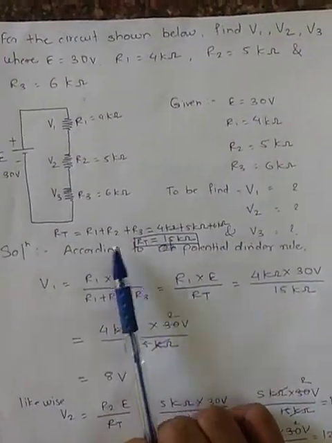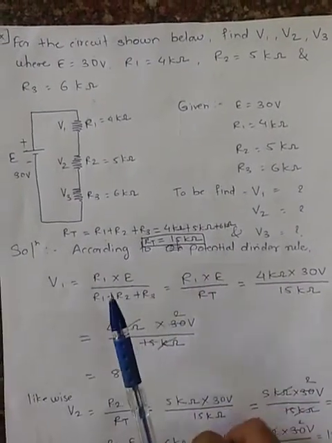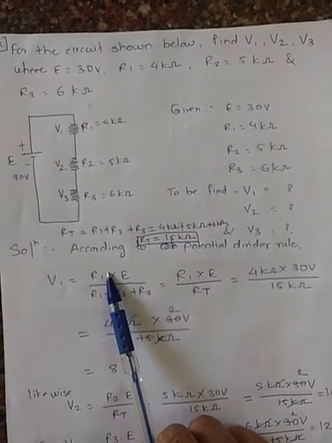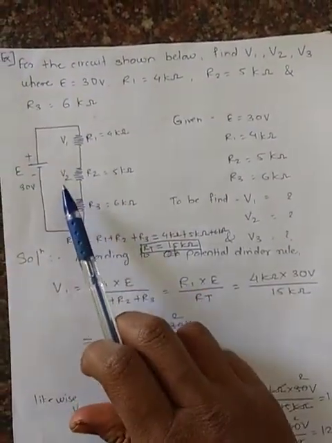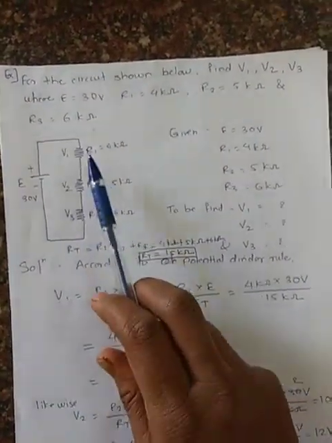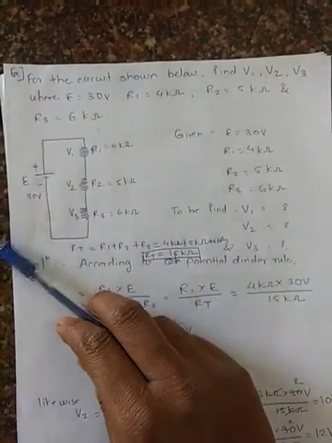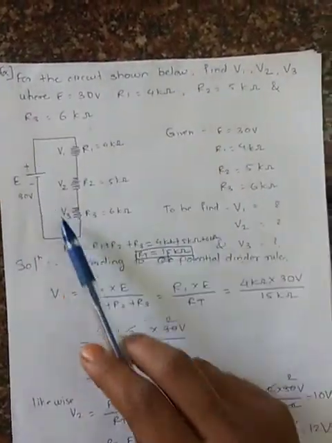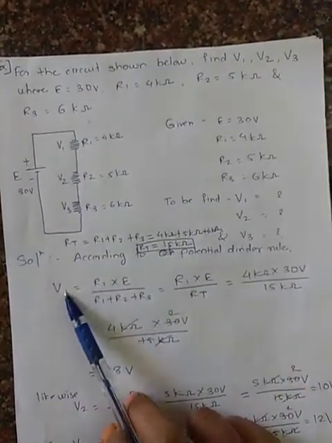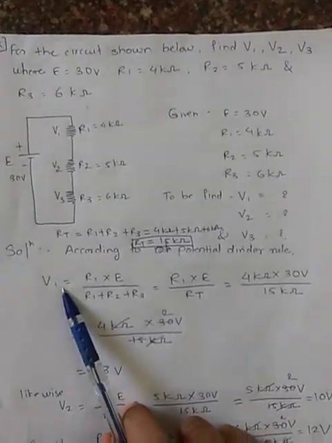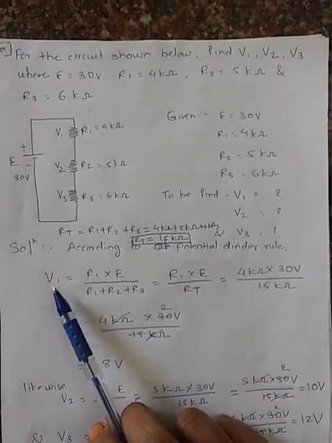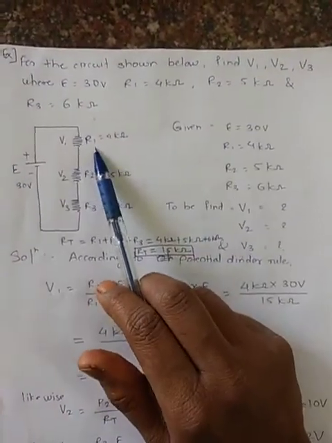Okay, so according to the potential divider rule, what is the potential divider rule? In a series circuit, the voltage drop across any element or any resistor is equal to that resistor times the supply voltage divided by the total series resistance. Okay, so from this rule we can write the equation for V1. The statement is the voltage drop across any series resistance, here R1.